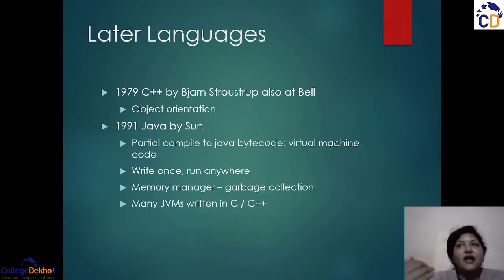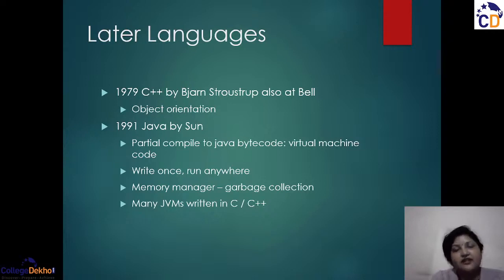Like after C, we have later languages. We should know about this. What is the basics, what is the base? We have started with C, and C was developed by Dennis Ritchie. Again, C++ came into the picture in 1979, and it was developed by Bjarne Stroustrup at Bell Labs. And of course, it is an object-oriented programming language.